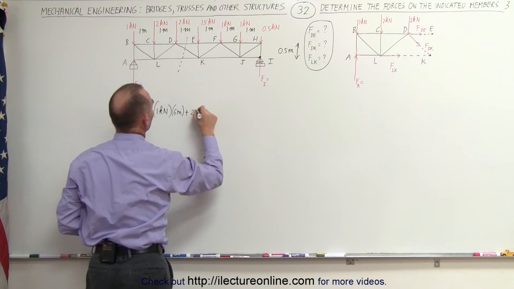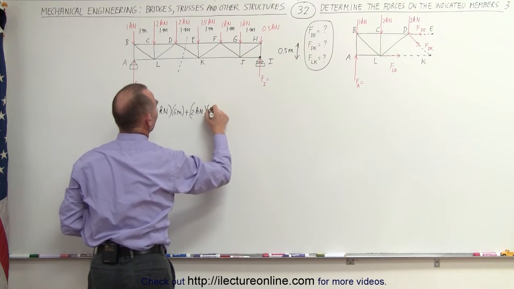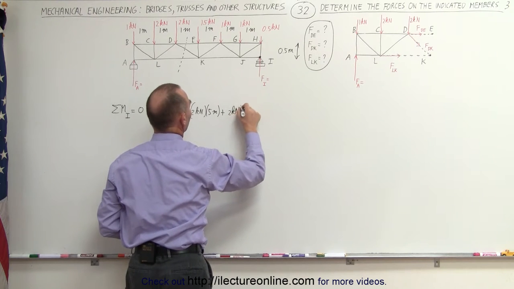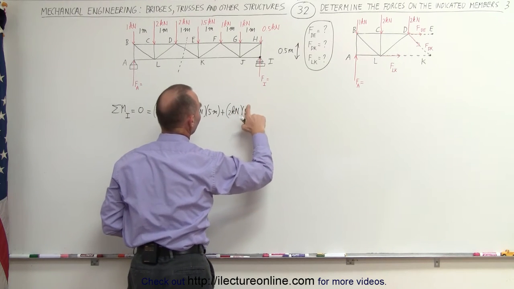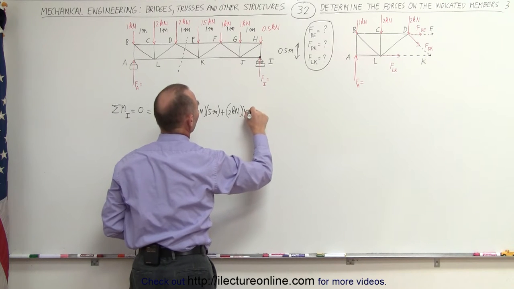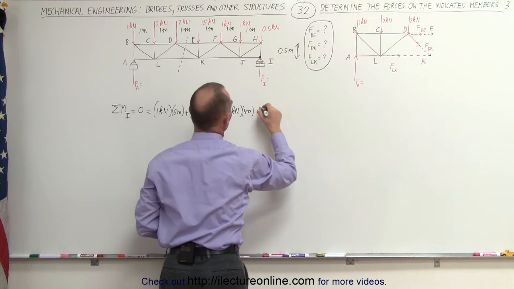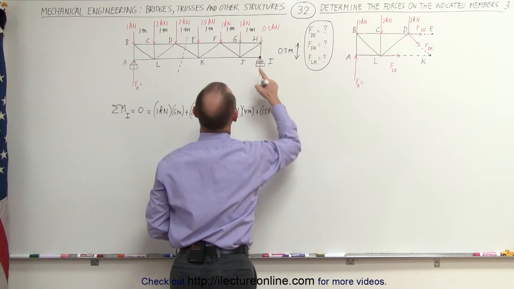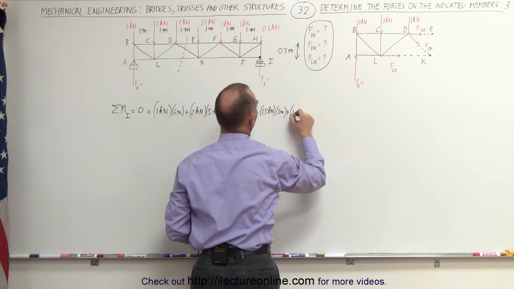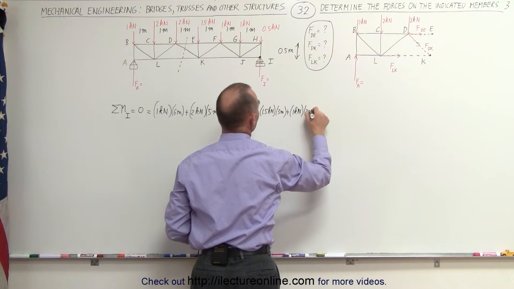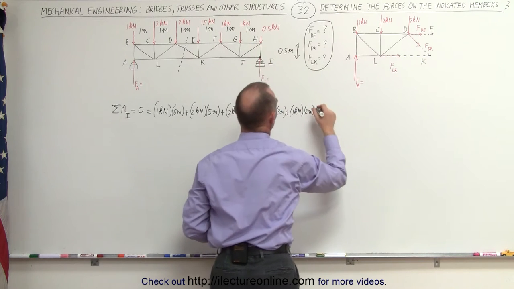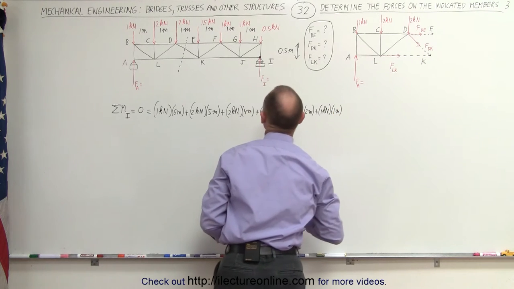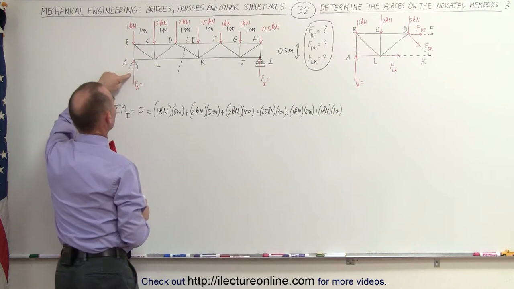plus a 2 kilonewton force multiplied times a distance of 5 meters, plus another 2 kilonewton force multiplied times a distance of, not 5 meters now, but 4 meters, plus a 1.5 kilonewton force multiplied times 3 meters, plus a 1 kilonewton force multiplied times 2 meters, and plus a 1 kilonewton force multiplied times 1 meter.